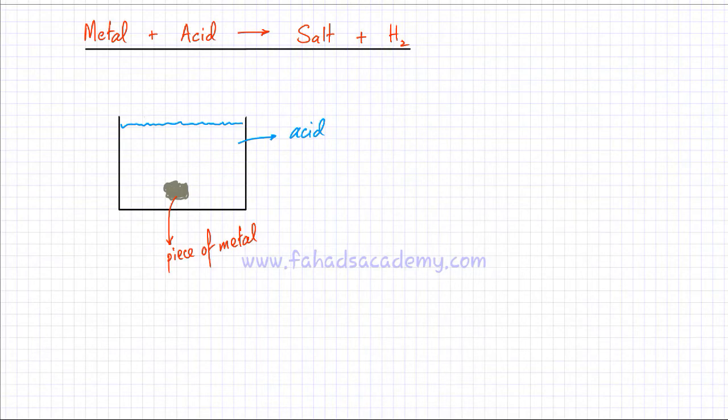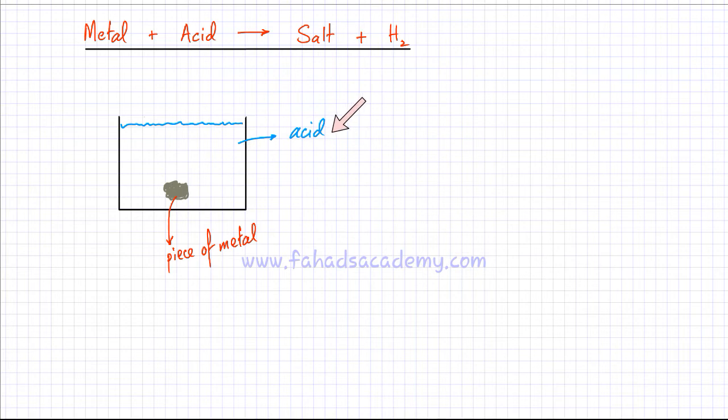In this video lecture, we're going to learn about this reaction in which a metal reacts with an acid and it ends up producing a salt, and it also produces hydrogen gas. So if you're in a lab and you do this reaction, you pick a metal and you put it in an aqueous solution of an acid.